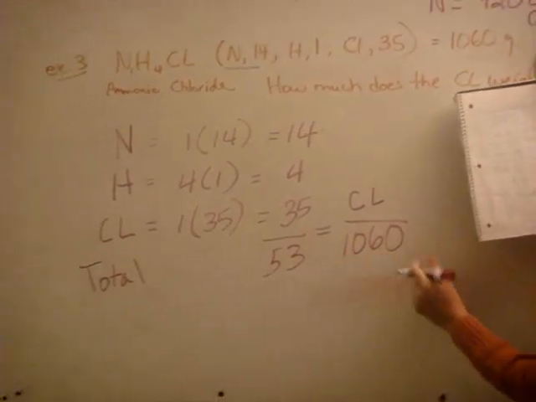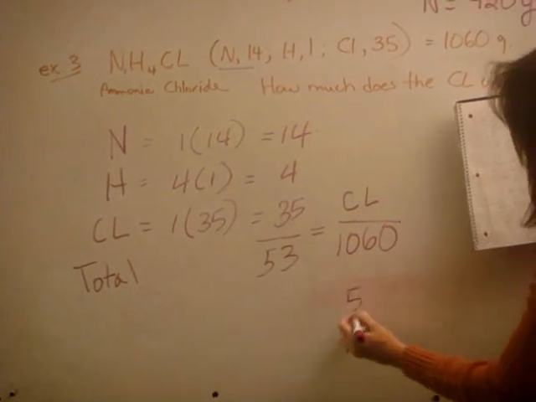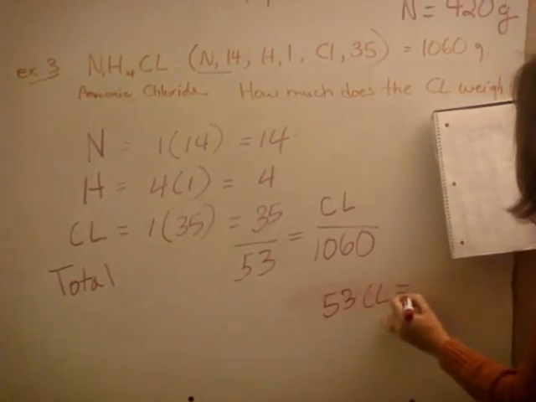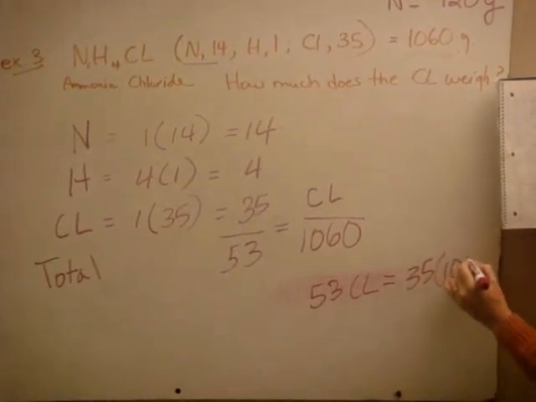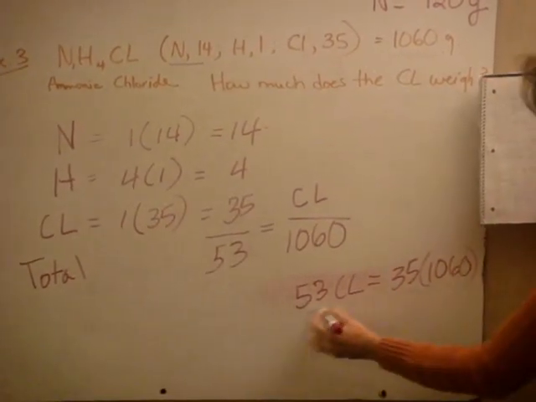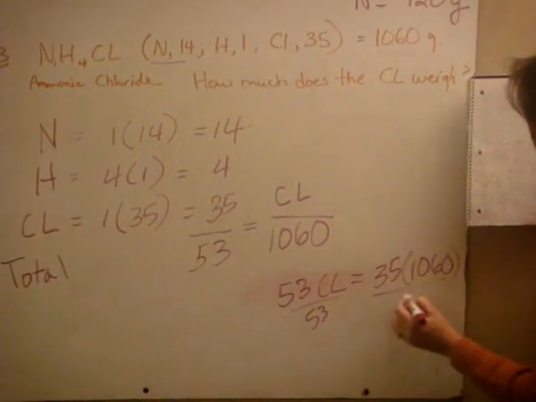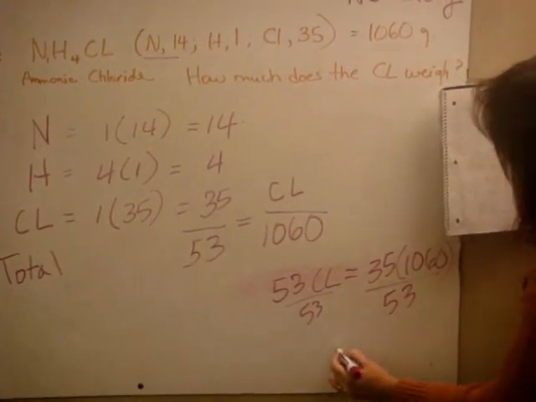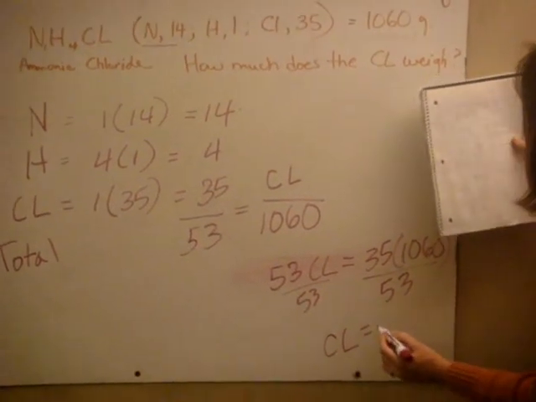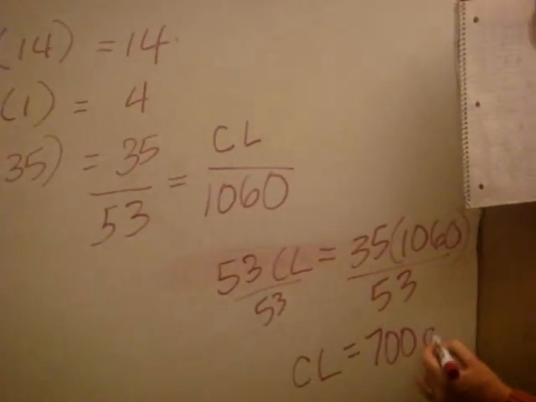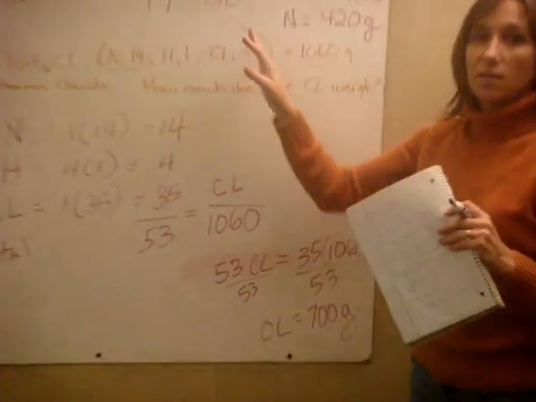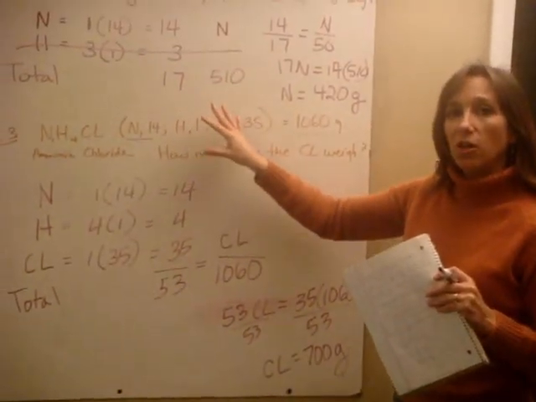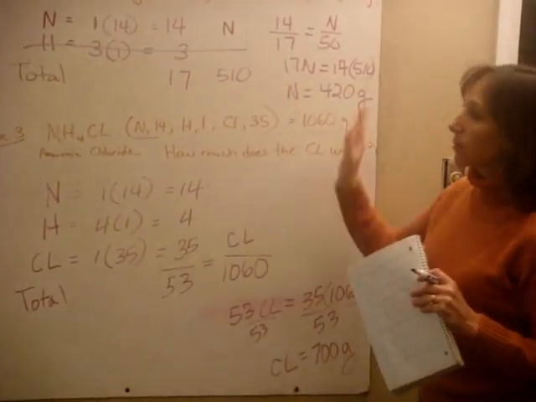It would be 53 chloride equals 35 times 1,060. And if you divide by 53 here and multiply that all out, the chloride atom weighs 700 grams. And that's it. Just check this, re-watch this, watch it slower when you're doing your problems, and you shouldn't have any problems with these.